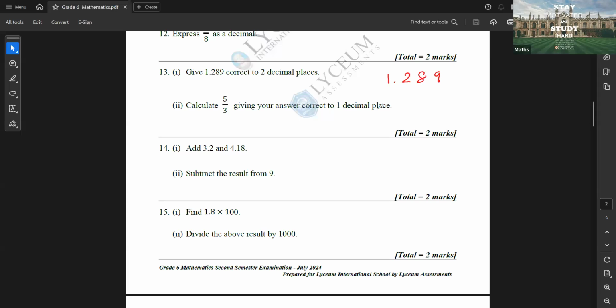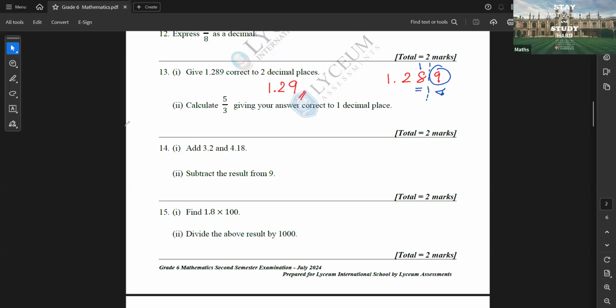1.289. We are going to catch the second decimal here, then cut it after. Keep your eyes on the next number. If this number is 5 or more, you have to round up. So the answer is going to be 1.2, 8 plus 1, that's 1.29. That's the answer.